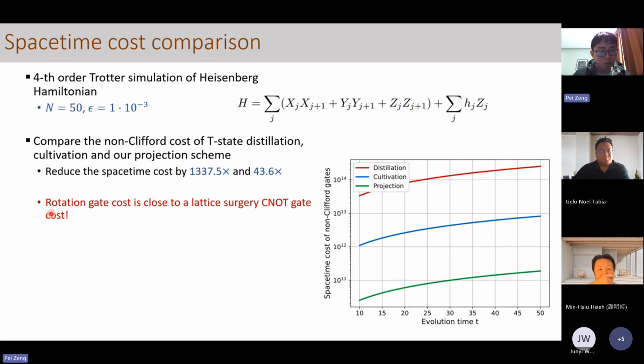One important message here is that if we use our methods to perform a rotation gate, the cost of our rotation gate is very close to a lattice surgery CNOT gate. What that means is that in near-term applications, if you use our methods, you don't need to take this rotation gate as a very resource-consuming object. You can just take it as a CNOT gate. So the space-time cost is comparable. So you don't need to worry about the space cost of the non-Clifford rotation gates anymore in near-term applications.